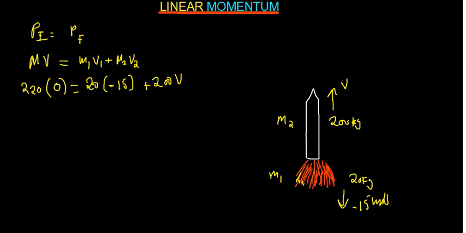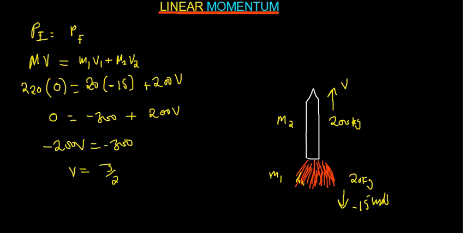So 0 is going to be equal to 20 times negative 15, that will be negative 300, plus 200v. Take the 300 to the other side, or the 200 to the other side. I'm going to have negative 200v is equal to negative 300. Divide both sides by negative 200, so v is going to give you 3 over 2, which is the same as 1.5 meters per second, meaning that this is the velocity at which the rocket is going to be pushed up, 1.5 meters per second.